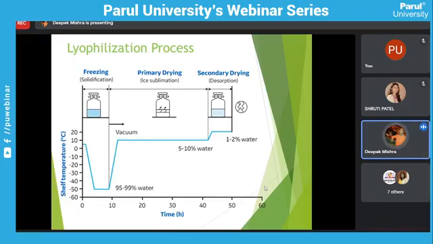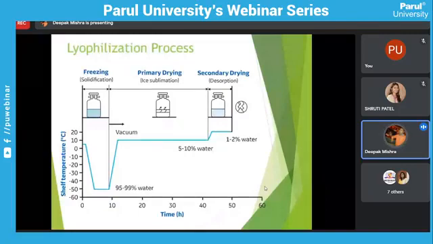So there are 3 steps of the lyophilization process. One or 2% water remaining, so less than 3% is sufficient in any product, in any lyophilized formulation. So this is the process from the point of view of shelf temperature and time. We will also discuss this lyophilization process evaluation in the next few slides.